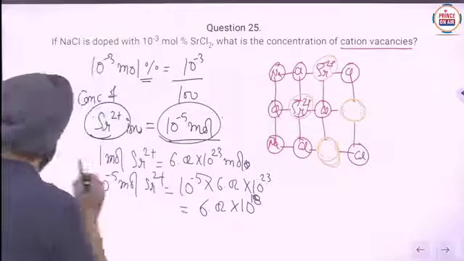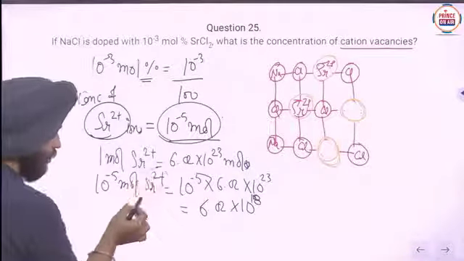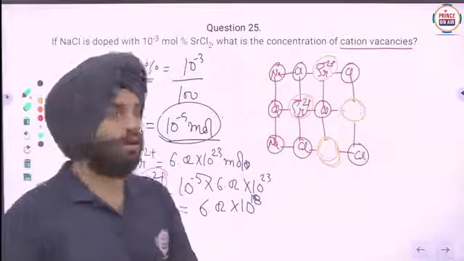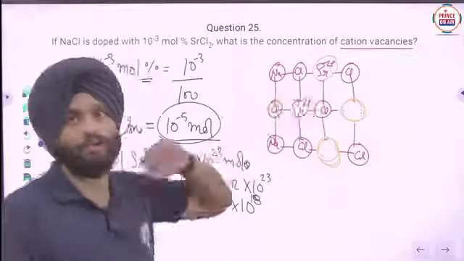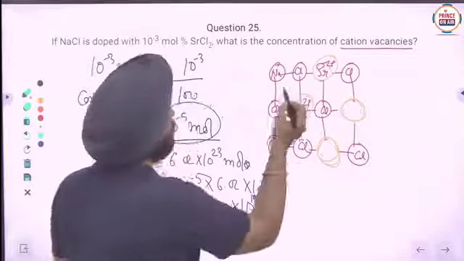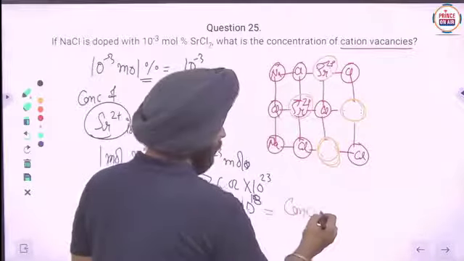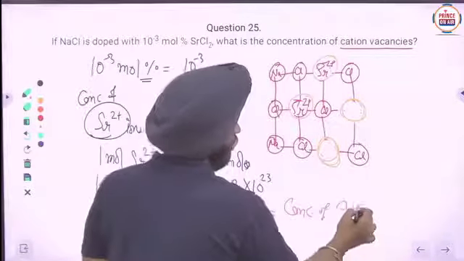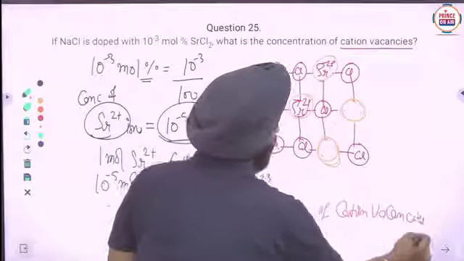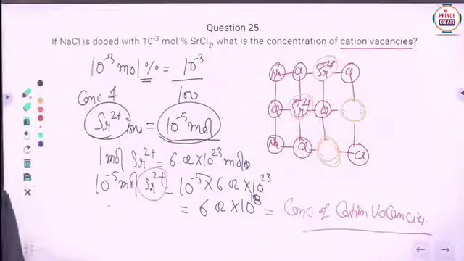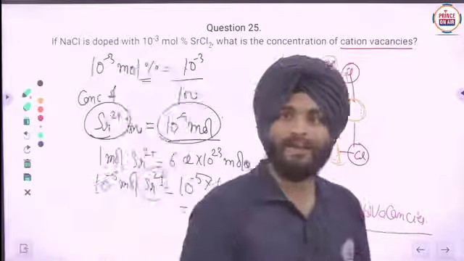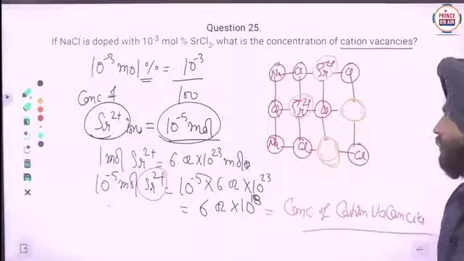So now we have the value of the total number of strontium ions, and if we know the total number of strontium ions situated here, that will also give you the concentration of cation vacancy. That is the concentration of cation vacancy here. Clear now? That is the answer to this question.